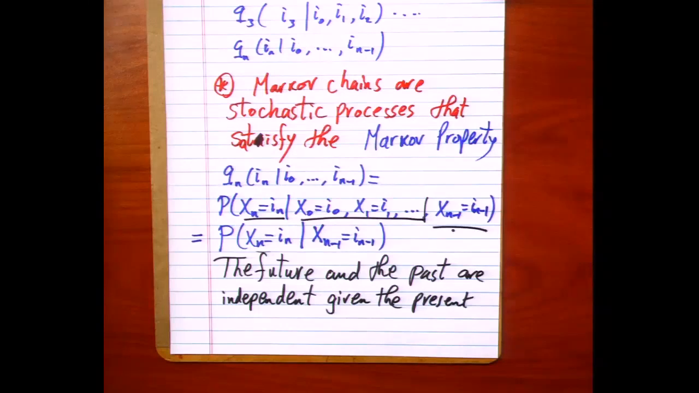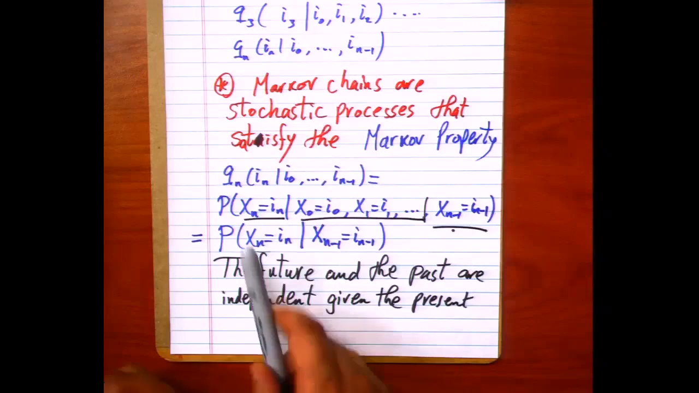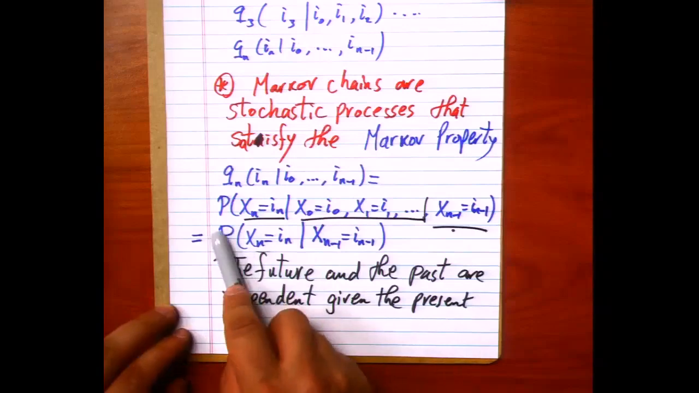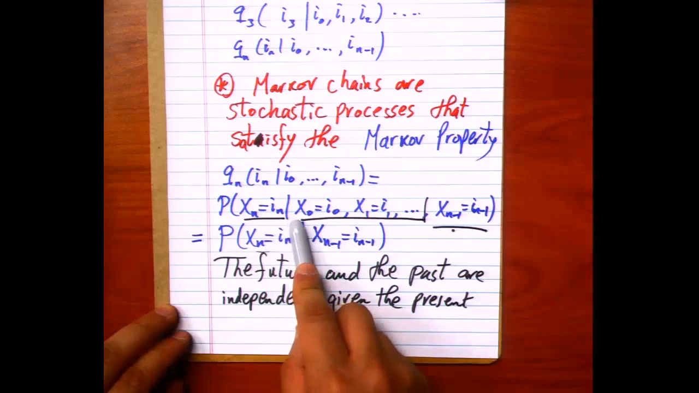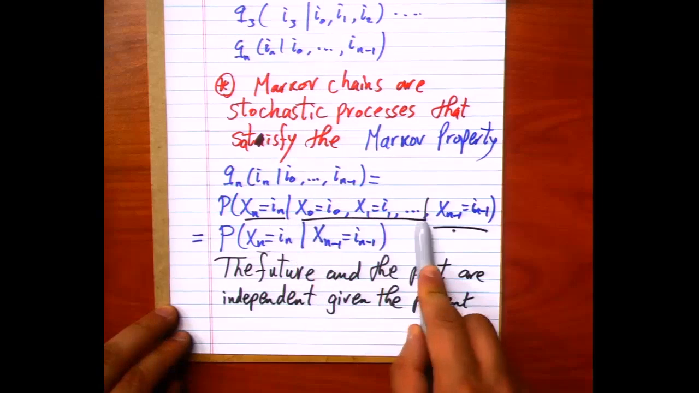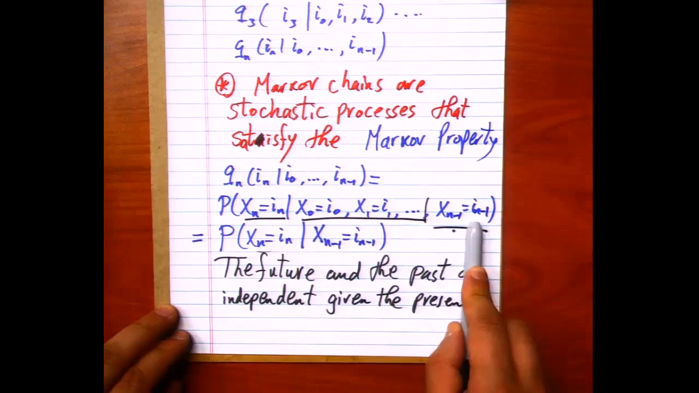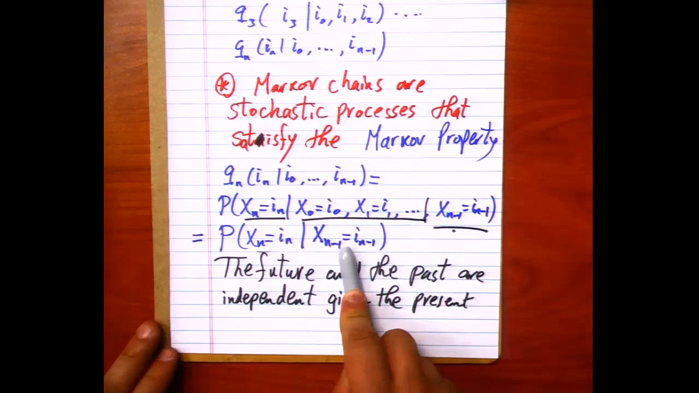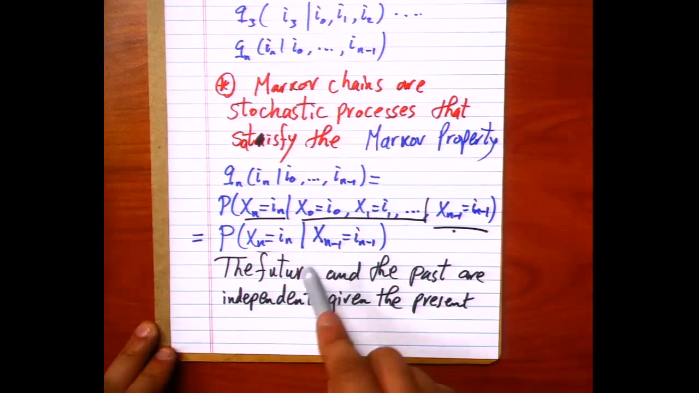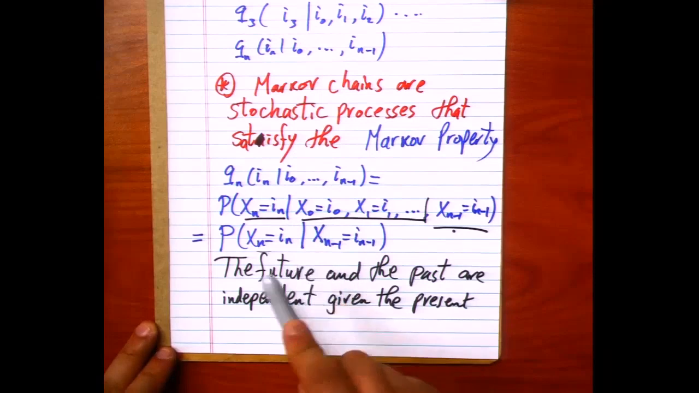So the probability that the system will be in state In given the whole past and the present is only dependent on the present. And this is what makes it a special process, special and important process. Markov chains are very important, very widely used in many systems, in modeling many systems.